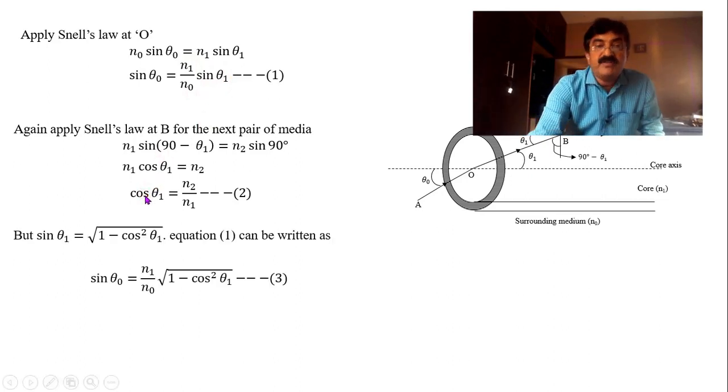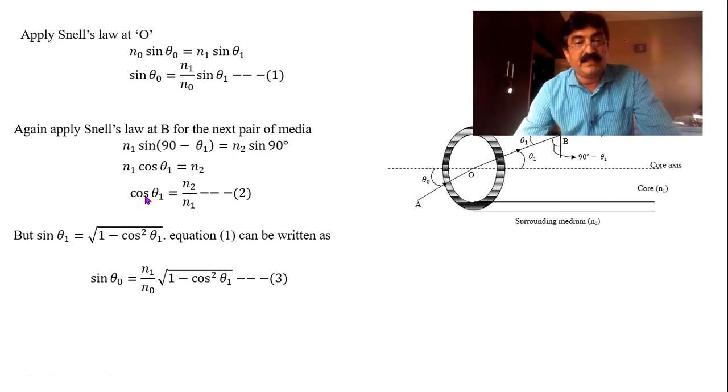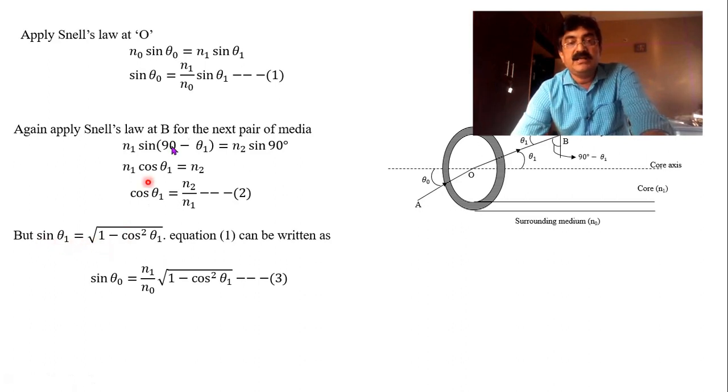You know the relation between sin theta and cos theta. Sin theta is equal to root of 1 minus cos square theta. That trigonometric identity I am using. Well, so sin theta I take from equation 1. Then sin theta naught is equal to n1 by n naught into root of, the sin theta 1 becomes 1 minus cos square theta 1.